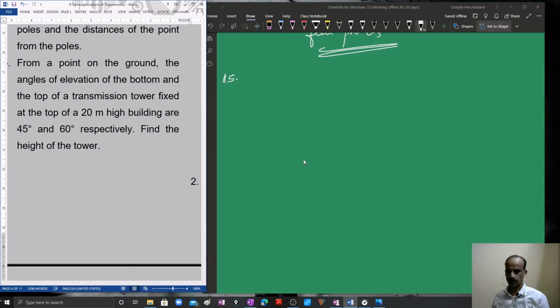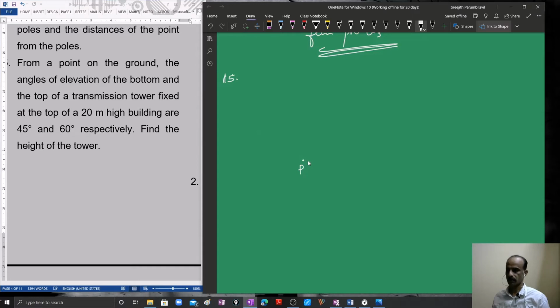From a point on the ground, so let the point be a point on the ground. So this is the ground. The angle of elevation of the bottom and top of a transmission tower fixed on the top of a building. So there is a building. Let the building be AB, and there is a transmission tower on the top. Let the transmission tower be AT. The building is 20 meters high, this is 20 meter.